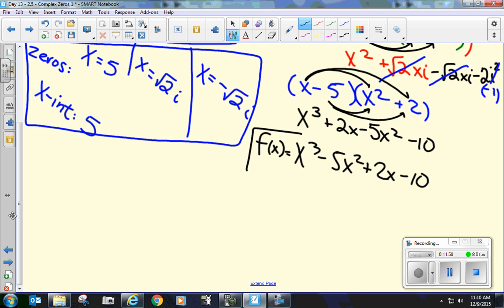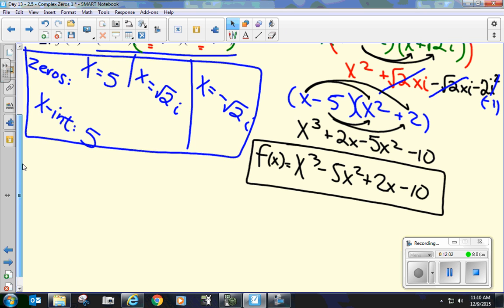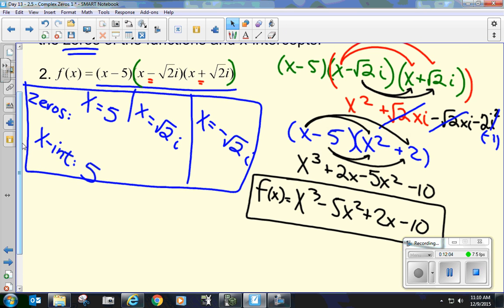So if we graph this, how many times is it going to touch the x-axis? Once. We have 3 zeros, but it actually touches once at 5 because my other 2 are imaginary. It won't touch there.